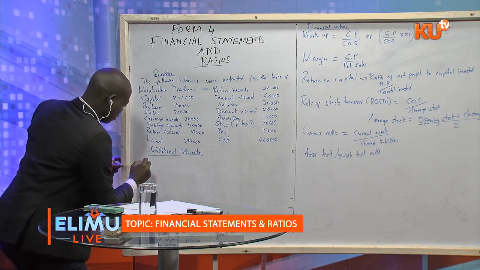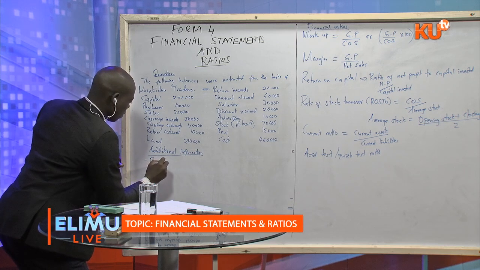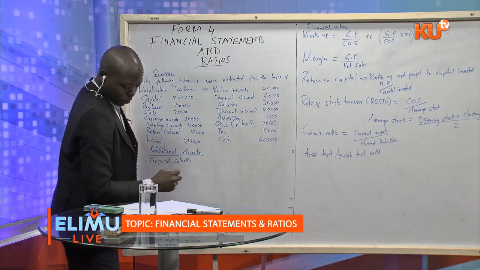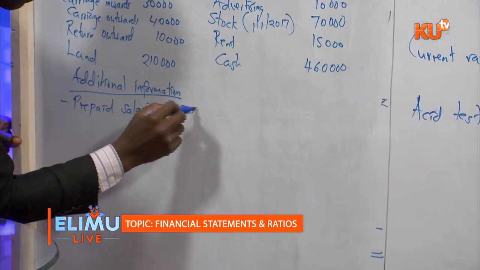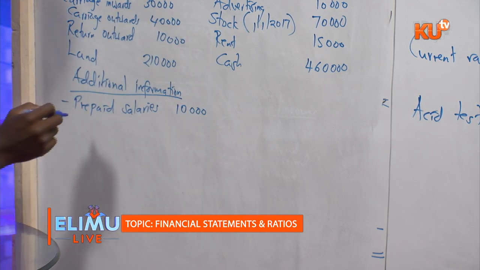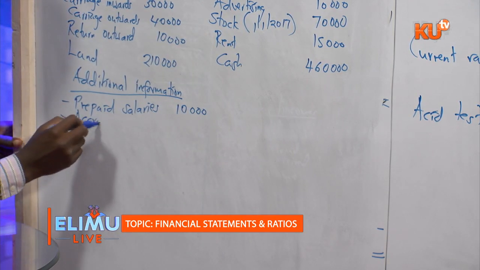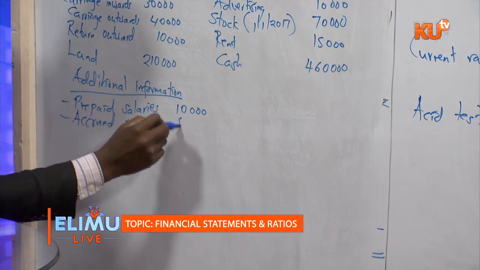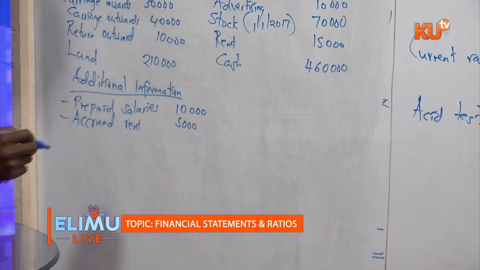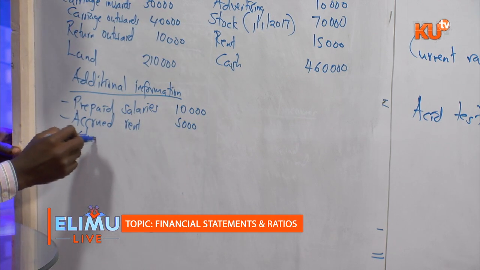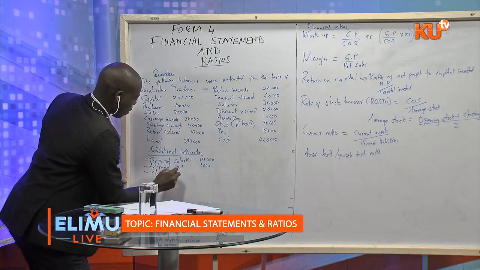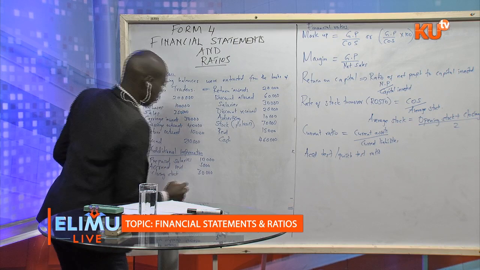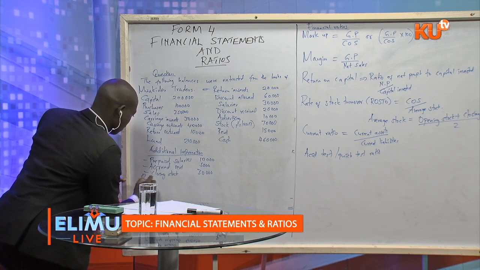We have number one, we have prepaid salaries. Prepaid salaries amounting to 10,000. We have accrued rent. Accrued rent amounting to 5,000. And then finally we have closing stock. Closing stock amounting to 30,000.